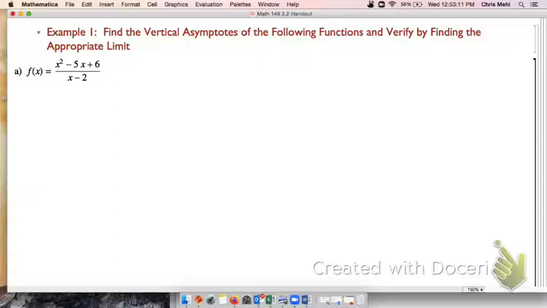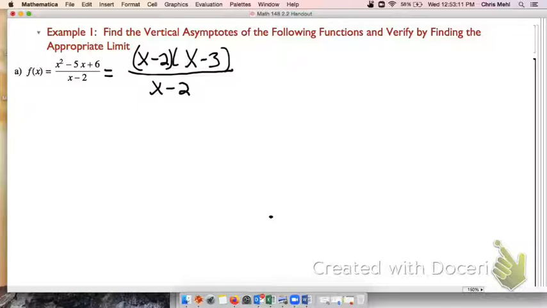Okay, so example 1, it's oftentimes helpful to fully factor the numerator and denominator as you're doing this. Notice the denominator is a linear function, x minus 2. There's not much you can do with that. But the numerator will factor as x minus 2 times x minus 3. Okay, I believe that is correct. And what you're going to notice here is that these two factors are going to cancel.